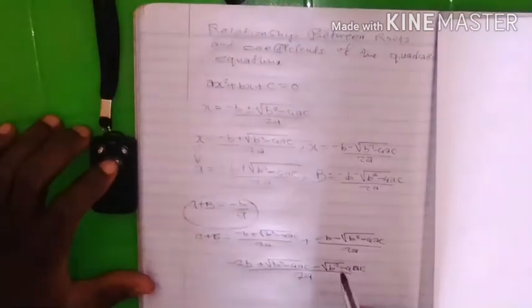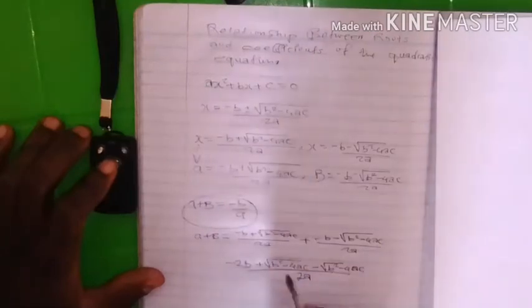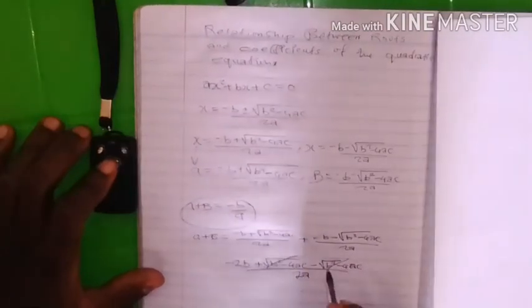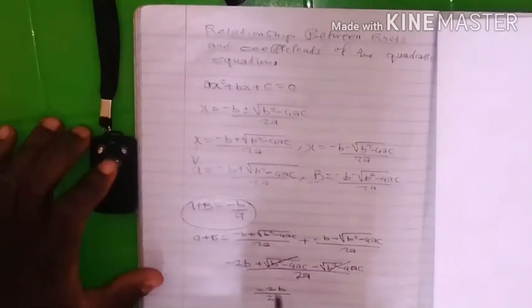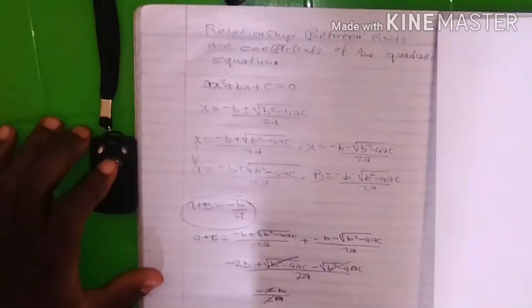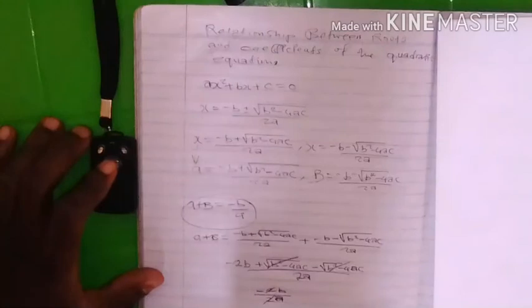Then if we look at this, we are going to realize that this is a plus and this is a minus. So plus and minus are going to add up to 0. So we are going to remain with minus 2b over 2a. Minus 2b over 2a, the 2 and 2 are going to divide each other and we remain with minus b over a, which is the one that is here. If this is the answer, then alpha plus beta is equal to minus b over a.